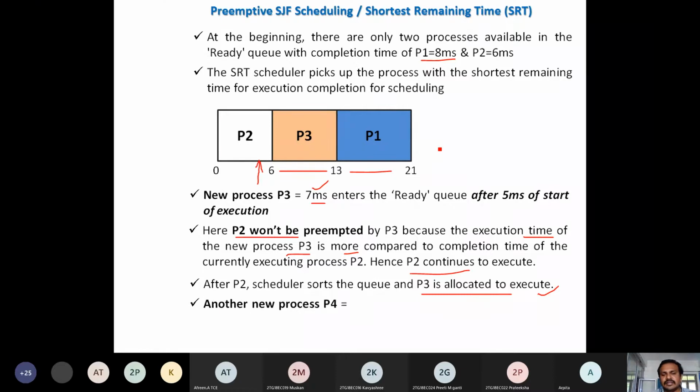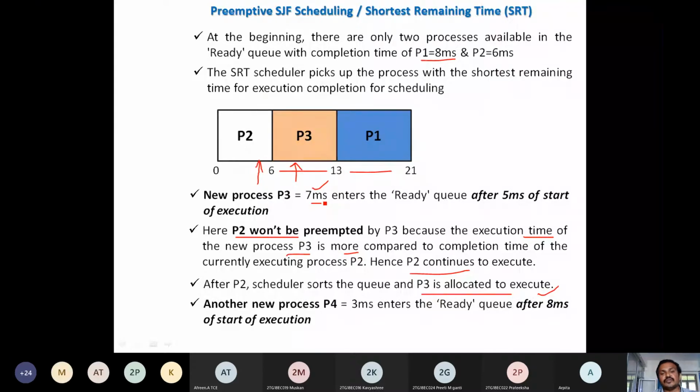Next, according to the problem statement, another new process P4, which has the completion time of 3 milliseconds, enters the ready queue after 8 milliseconds of start of execution. So I may guess it comes in this position. Here, another new process P4 enters the ready queue with an execution time of 3 milliseconds.